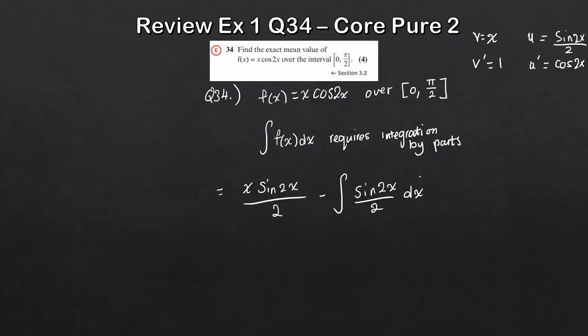And at this stage now, work out the integration of this. You can pull out this division of 2 to the front if you find that easier. So if I demonstrate that: minus a half of this integral here, sine 2x. Okay, so this integral of sine 2x is simply going to be minus cos 2x divided by 2.